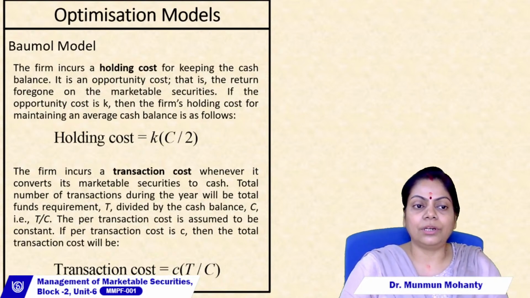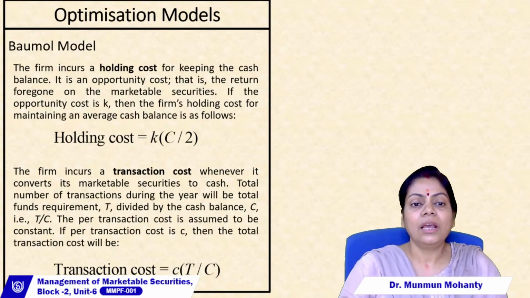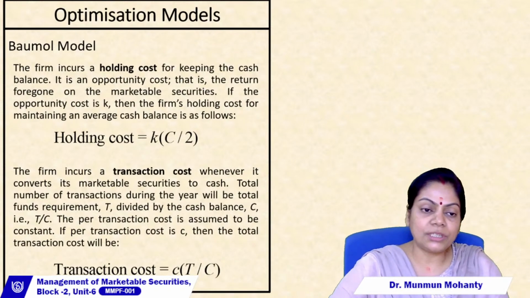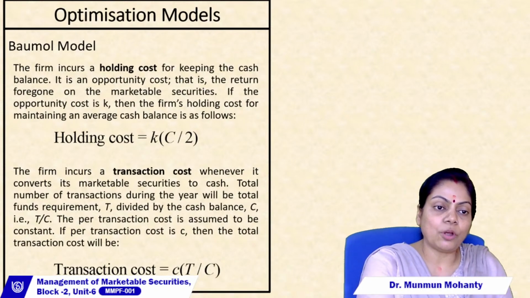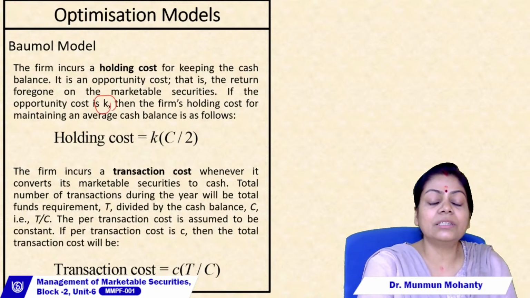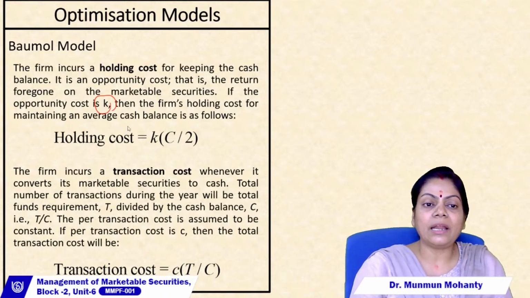Now, the return that we are foregoing on this particular cash that we are holding in hand is the opportunity that we are losing, and the opportunity cost, Baumol says, works out to K. It is taken as K. Now, the firm's holding cost for maintaining an average cash balance works out like this.